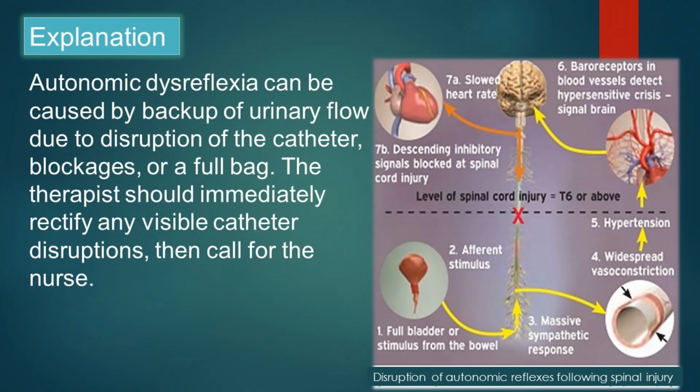Here we have the explanation. As we know, autonomic dysreflexia can be caused by a backup of urinary flow due to disruption of the catheter, blockages and a full bag. The therapist should immediately rectify any visible catheter disruption and then call for the nurse. Let's see the last scenario of today's lecture.